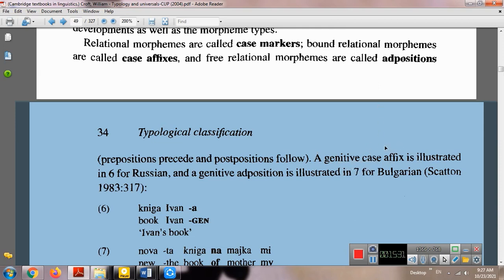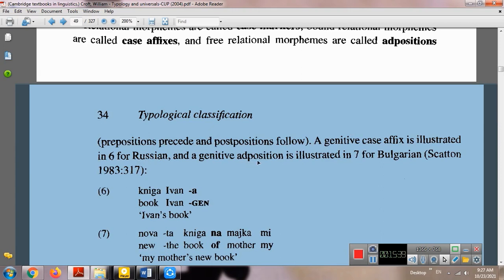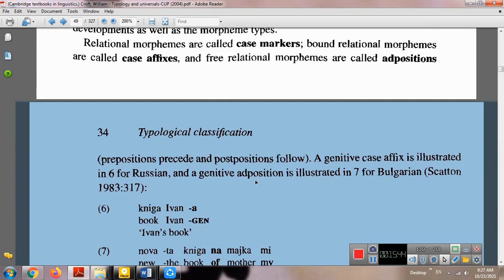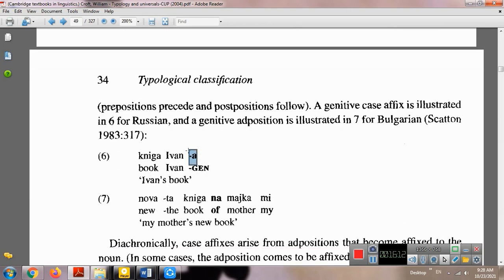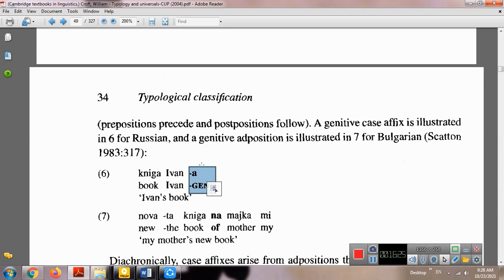The genitive case affix, or the genitive bound relational morpheme, is illustrated in 6 for Russian, and the genitive adposition, which means that the genitive free relational morpheme, is illustrated in 7 in Bulgarian. Here at 6 we have the genitive case affix, meaning the genitive bound relational morpheme, which in this language means Ivan's book, for example, book Ivan, which we show is a possession construction through this genitive case affix, or bound relational morpheme.